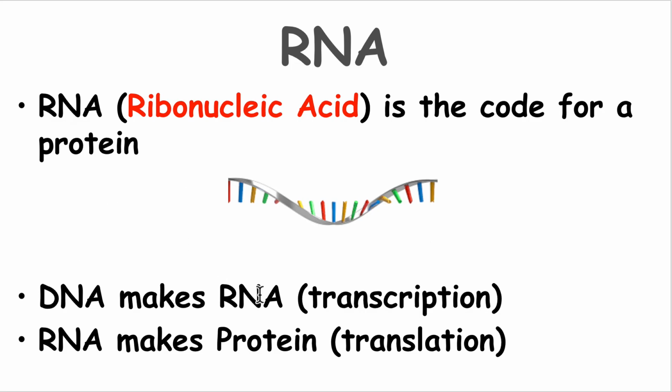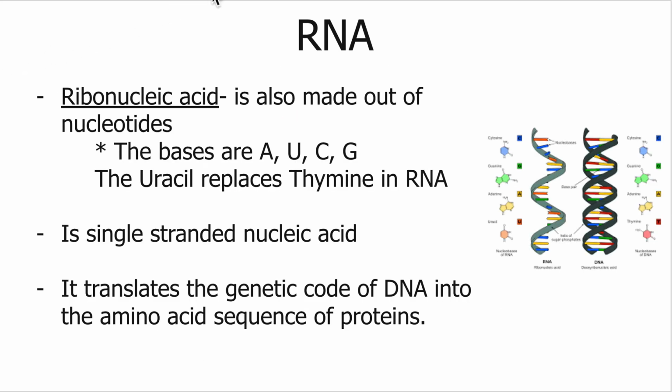So DNA makes RNA, and that's called transcription. We'll talk a little bit about this later. Then RNA makes protein, that's called translation, and we'll talk about that later. So RNA is also made out of nucleotides. There is one little difference, actually two little differences. The sugar in RNA is not a deoxyribose. It is a ribose sugar. It's still a 5-carbon sugar, still a pentose sugar.